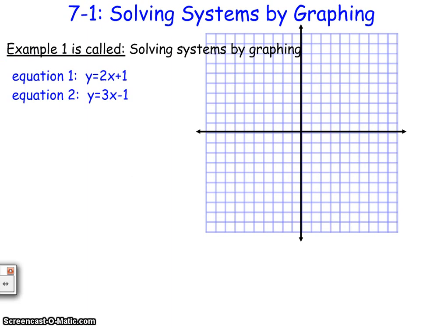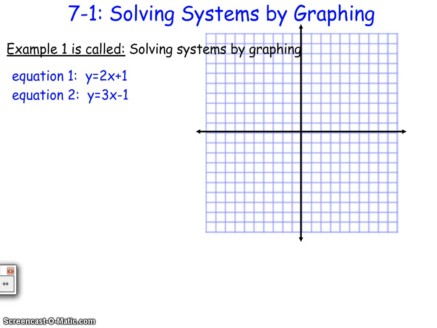All right, our first example is called solving systems by graphing. You might remember a couple days ago you were given some different word problems and your job was to solve them using any method that you possibly could. Now what we're trying to do in chapter 7 is give you some more efficient ways to solve those different types of word problems. And the first strategy is, of course, solving them by graphing.